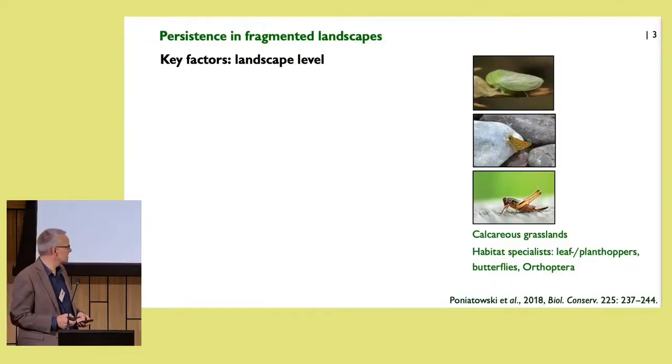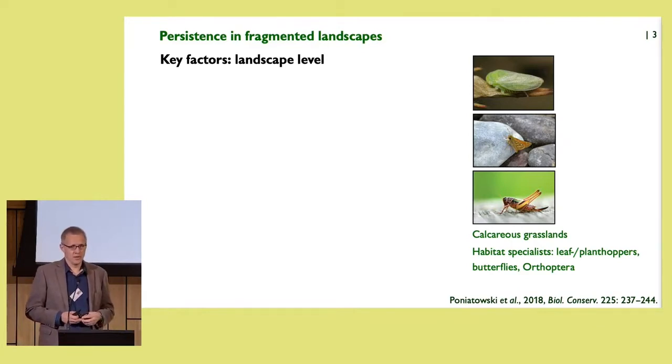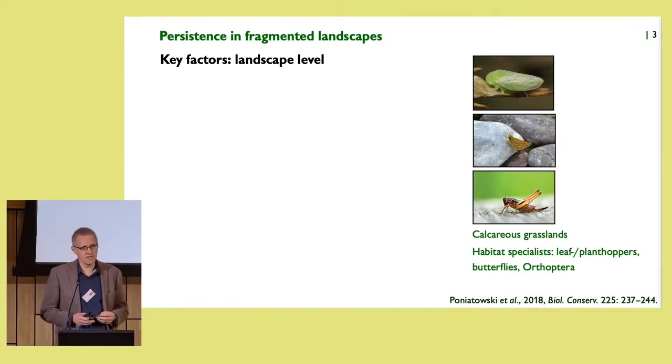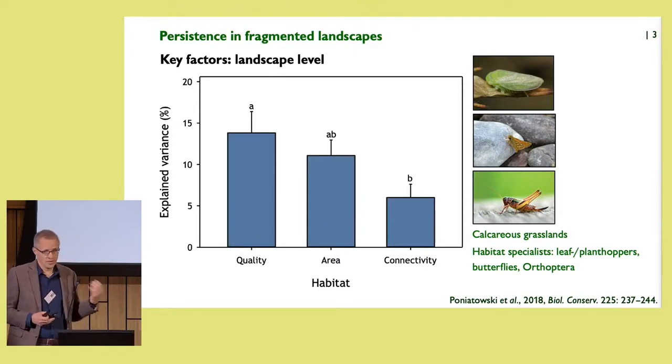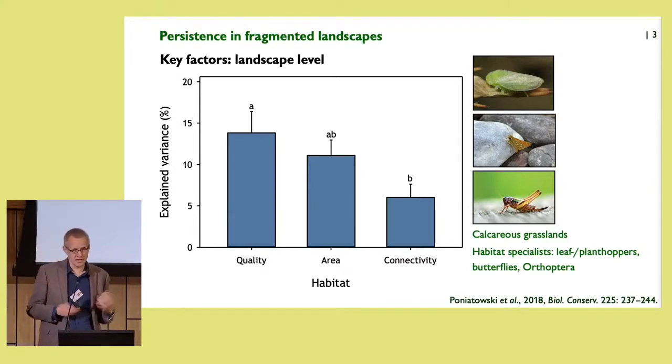Let's look at which of these three parameters is the most important one. We conducted a study in calcareous grasslands in central Germany, and we studied habitat specialists: leaf and plant hoppers, butterflies, and several Orthoptera species. The parameter with the highest explanatory power, the highest explained variance in all three groups, was habitat quality, followed by the area of the habitats, and then by habitat connectivity. Habitat quality is clearly the basis for all our conservation measures.